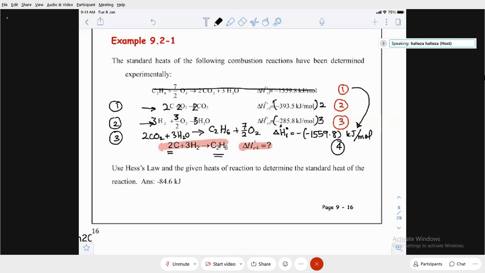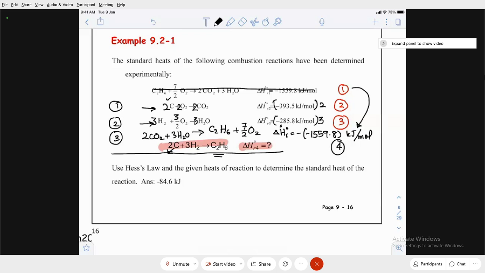Unfortunately, I cannot do it immediately under this equation. So let's see. We have 2 carbon on the right hand side, which is the same as the desired equation. You have 2 oxygen. Do you have 2 oxygen? Yes. Do you have it? No. You need oxygen.